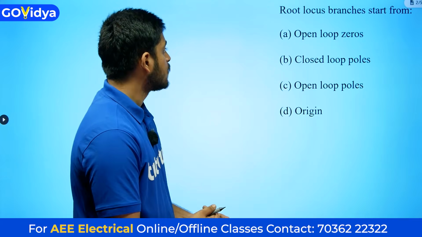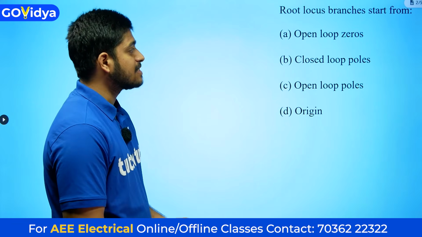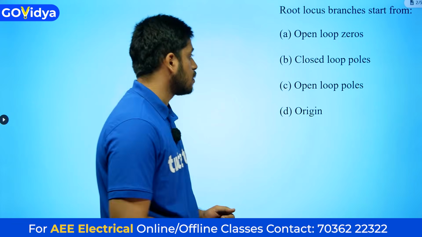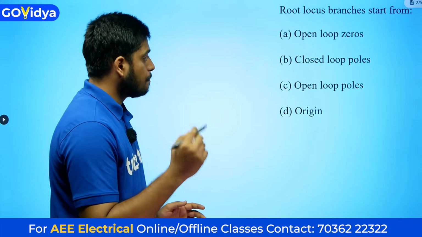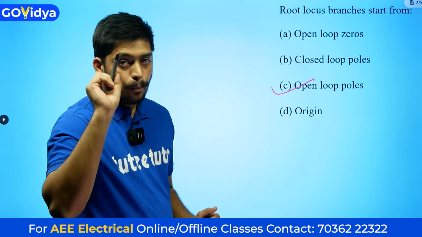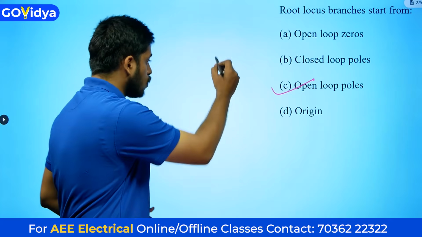Let's start the session. First question, root locus branches start from. Exactly, this is the basic question which is asked in previous exams also. Directly you can put the option as open loop poles, because a pole is the point where the root locus is going to start.